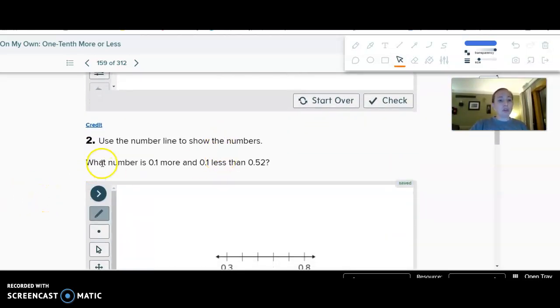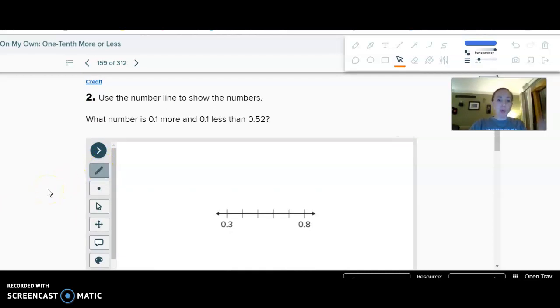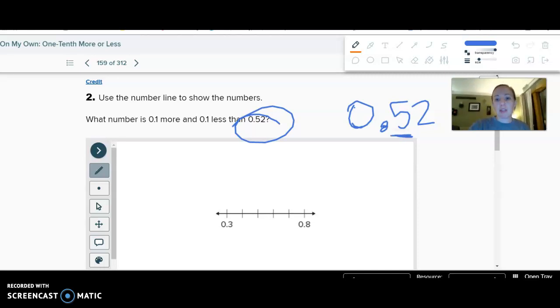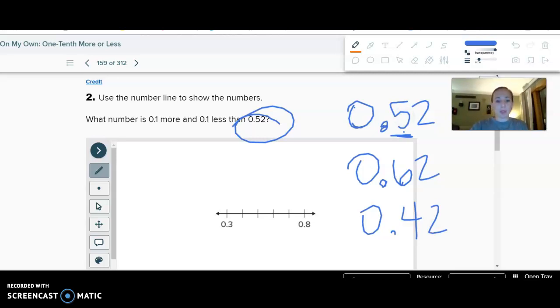All right, go ahead and see if you can figure out what number is 1/10 more and what number is 1/10 less than 0 and 52 hundredths. Did you get it? All right. Well, if I just think about, okay, my tenths is the only one that's changing. 1/10 more is going to be 0 and 62 because I went from 5 to 6. 1/10 less is going to be 42 because I go from 5 to 4. Think about, okay, this is 0.5, so 52 is going to be a little bit past. And then again, I'm going to go up to 62, down to 42.